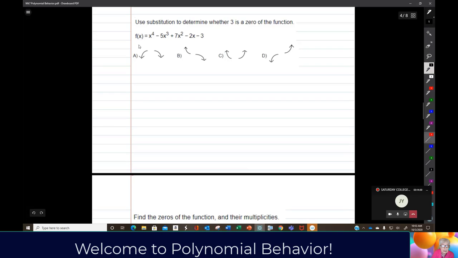Well, we're also going to talk about the leading term, though. Here, the degree is even. The degree is 4, and 4 is an even number. The leading term is positive. Now, when the degree is even and the leading term is positive, that guarantees you that out at negative infinity and positive infinity, the graph is going to go up on both sides.